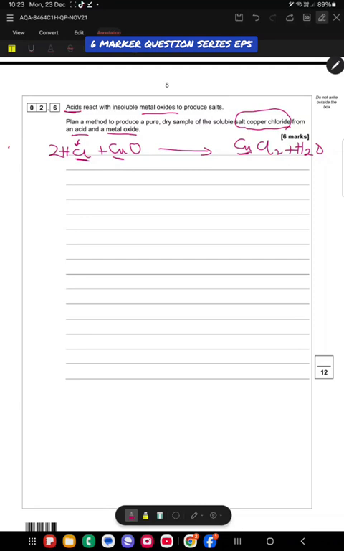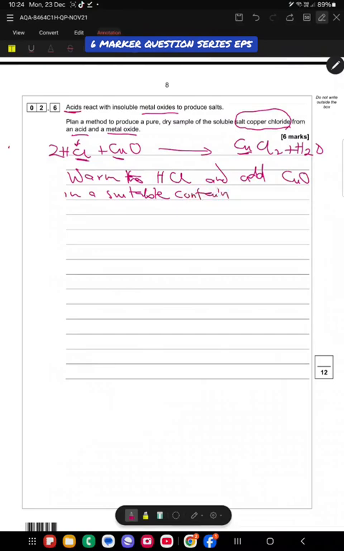So how are you going to do this? Now that you know what to use, first of all, you're going to tell me that you warm the hydrochloric acid. You just have to warm it because copper is not very reactive, so we need to warm the solution a bit to help the reaction go on much faster. So warm the hydrochloric acid and add the copper oxide in a suitable container.